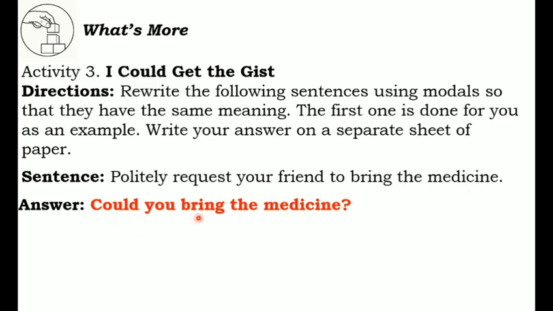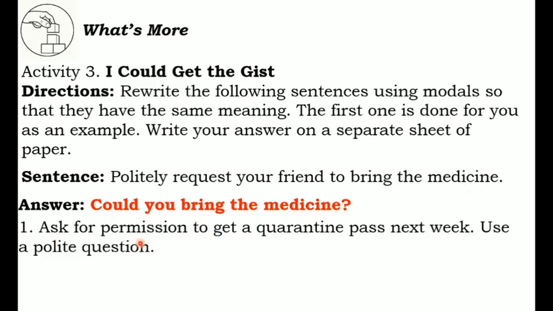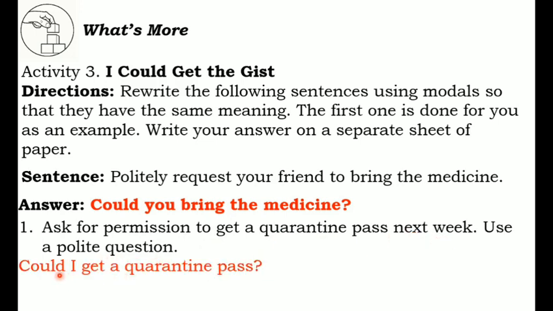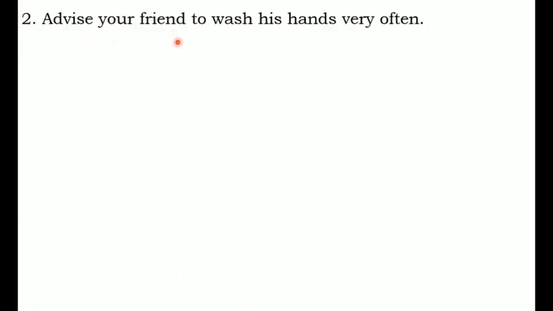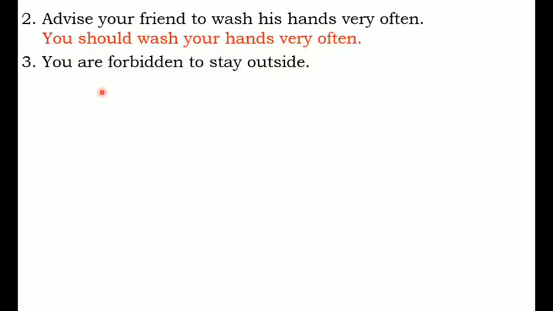Okay. Now, number 1. Ask for permission to get a quarantine pass next week. Use a polite question. Answer, could I get a quarantine pass? Okay. Number 2. Advise your friend to wash his hands very often. Answer, you should wash your hands very often. Number 3. You are forbidden to stay outside.